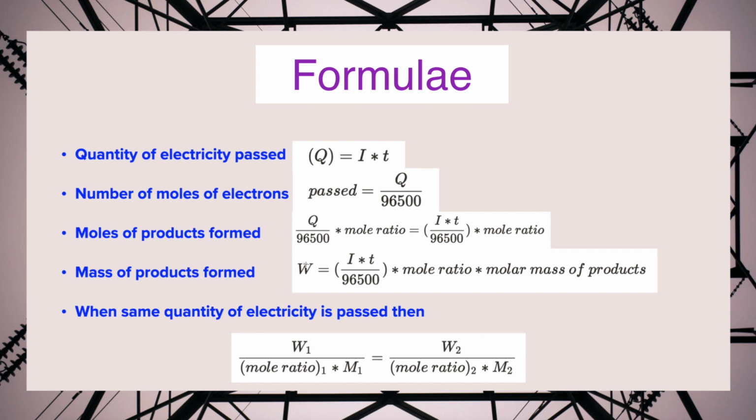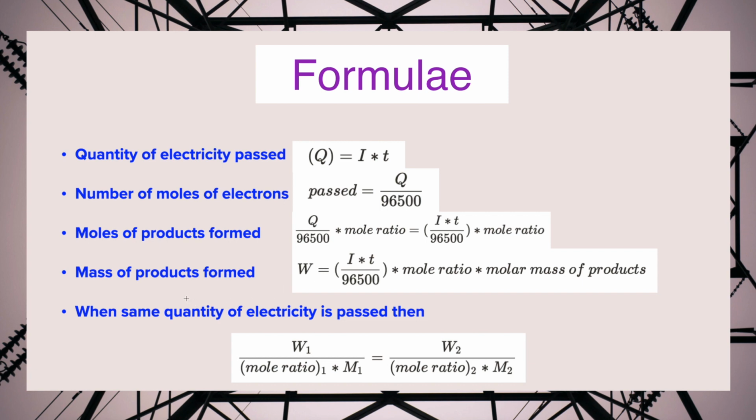If W you have to calculate, you must know what is I, what is T, what is mole ratio, and what is molar mass. Sometimes I you have to calculate, for that W and all these terms are given. Sometimes T you have to calculate, W and all the terms are given. But remember here, the determination of mole ratio is important because it is different for different electrolytes.